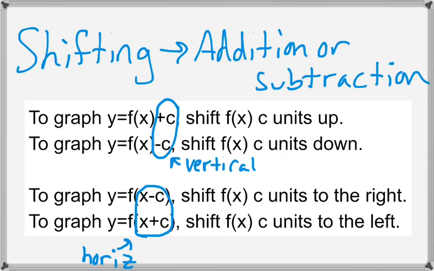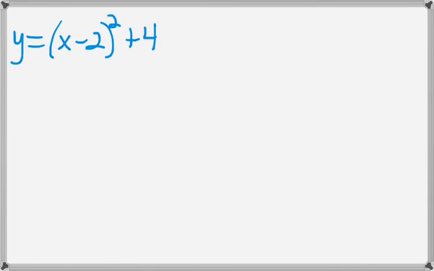So let's look at a couple examples. So here we have this function here. We want to graph this. We want to think of this as a transformation of one of our basic functions. And so first thing we have to decide is which basic function is it. If you look at the exponent there, it's a 2, right? So this is a transformation of y equals x squared. We're kind of thinking of this as, okay, if I start with y equals x squared, how do I take that and transform it to get this graph?